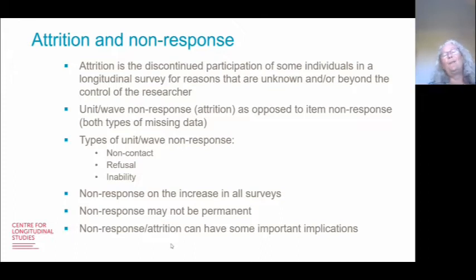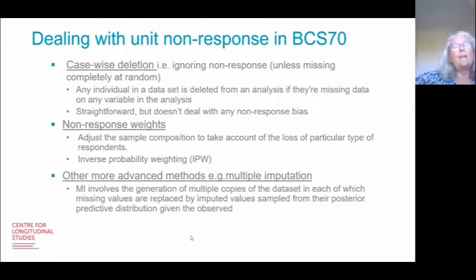Now, there are different ways of dealing with unit non-response in the BCS 70 and any study really. You could ignore it. This is okay if your data is missing completely at random, but in most cases that's not likely. If the cohort members are missing on any variable in your data set, the cohort member will be deleted, and this, although straightforward, doesn't deal with non-response bias. So one way to deal with this is to adjust the sample composition to take account of the loss of particular types of respondents by using non-response weights.